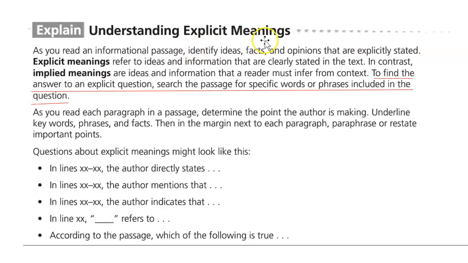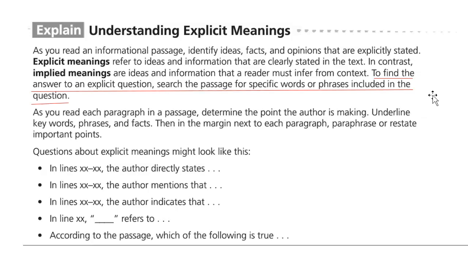In order to understand explicit meanings, you need to read an informational passage and identify the ideas, the facts, and opinions that are explicitly stated. If we don't understand those explicitly stated ideas, it's going to be really hard to make inferences about the passage or the author's purpose. Explicit meanings refer to ideas and information that are clearly stated in the text. In contrast, implied meanings are ideas and information that a reader must infer from context. So to find the answer to an explicit question, we're going to need to search the passage for specific words or phrases included in the question.